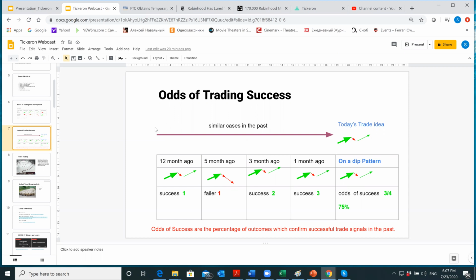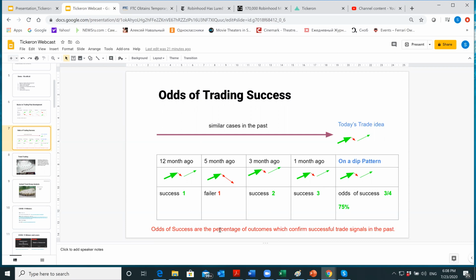You're going to go into the history, let's say 1 month, 3, 5 months ago, find the similar cases, and then say, okay, it went up, success; it went down, failure; it went up, success; and it went up, success. That means 3 out of 4, there was a 75% success in the past, okay? And it is very important information, even though there is a chance it's not going to work out, you know now how it worked out before, right?